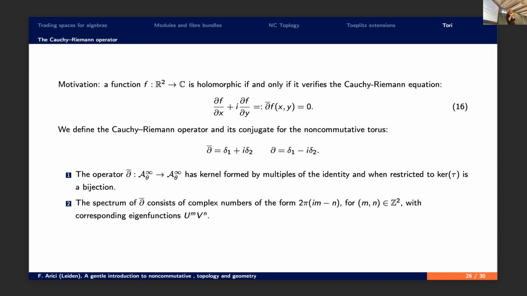And how much does this depend on theta? Nothing, I mean, there's a distinction. So they're all isomorphic? No, the algebras are not all isomorphic, but the properties of these differential operators do not depend on theta. They're the same as if theta were 0, but the algebras are pairwise non-isomorphic if theta is irrational.